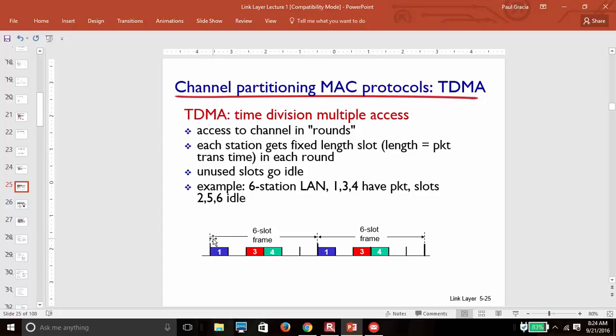So you have a round of basically 6 slots, and you go kind of round robin, everybody gets a turn. In this particular example, hosts 1, 3, and 4 have packets, but basically half of the available bandwidth is unused.